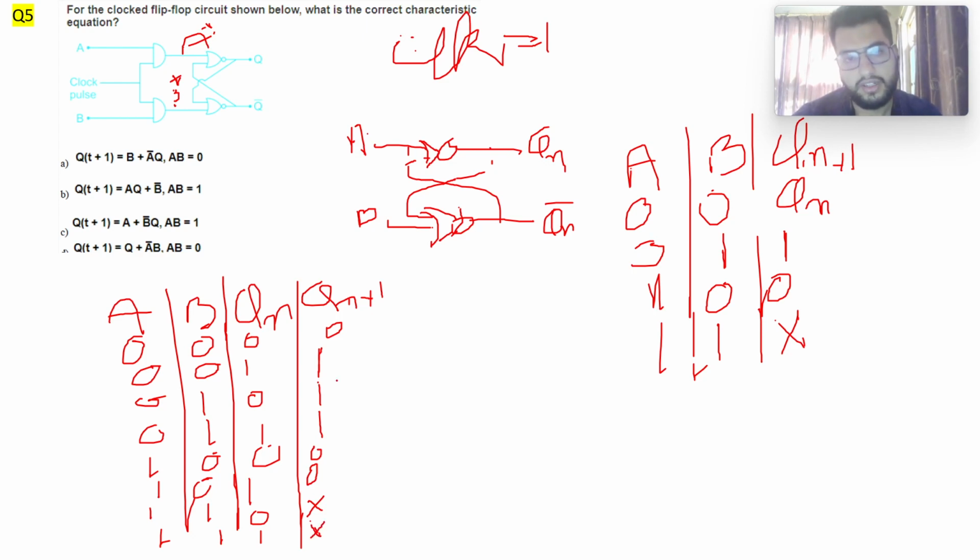Now using this truth table, we need to construct the characteristic equation out of it. So what we'll do is take help of this K-map.